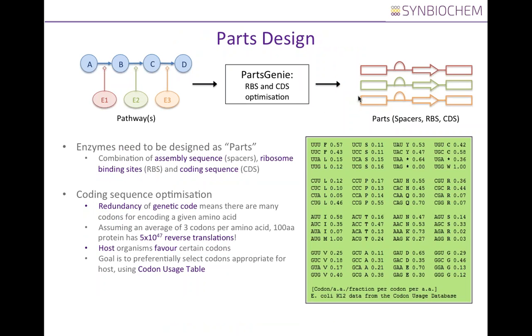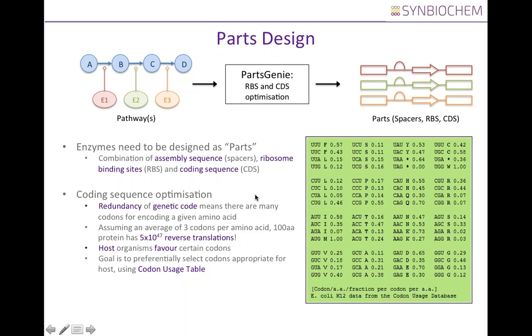So we come on to parts design. Once we've got our pathway, we look at how we can express that, how we can encode that in DNA. The enzymes themselves need to be designed as individual parts. So a particular enzyme that we perhaps have a sequence of, we need to translate that in such a way into something that we can drop into our host and express the particular enzyme that we're interested in.